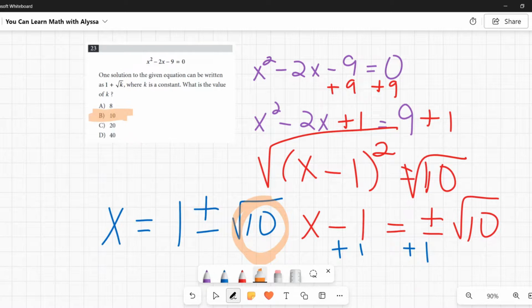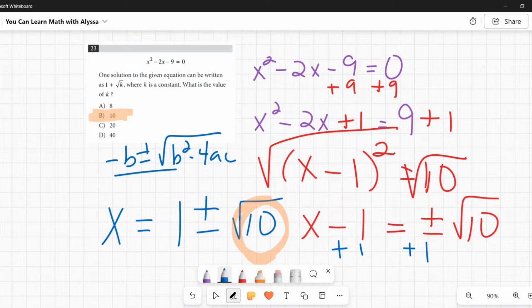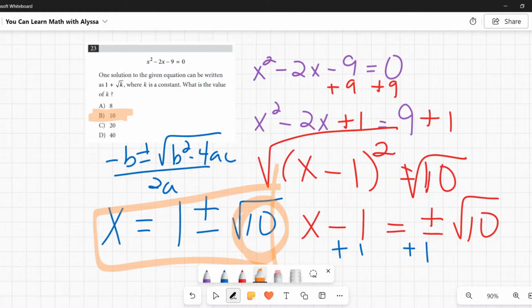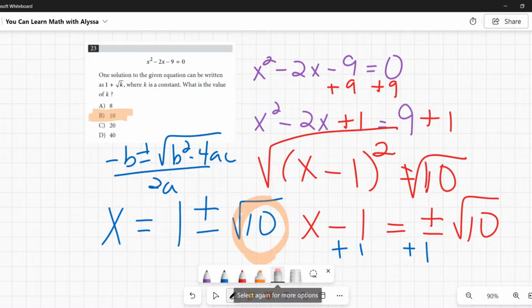You can also do the quadratic formula. Same kind of thing: negative b plus or minus square root of b squared minus 4ac, all over 2a. Your a, b, and c come from that original equation. The a is the number in front of x squared, in this case 1. B would be that negative 2 in front of the x. C would be negative 9, and you would plug it in, do all that math, and you're going to get the same thing: 1 plus or minus square root of 10. If you know how to do completing the square, I think it's easier in this case. Of course, if you are not comfortable with it, or you don't remember it on the day, the quadratic formula also works perfectly well.